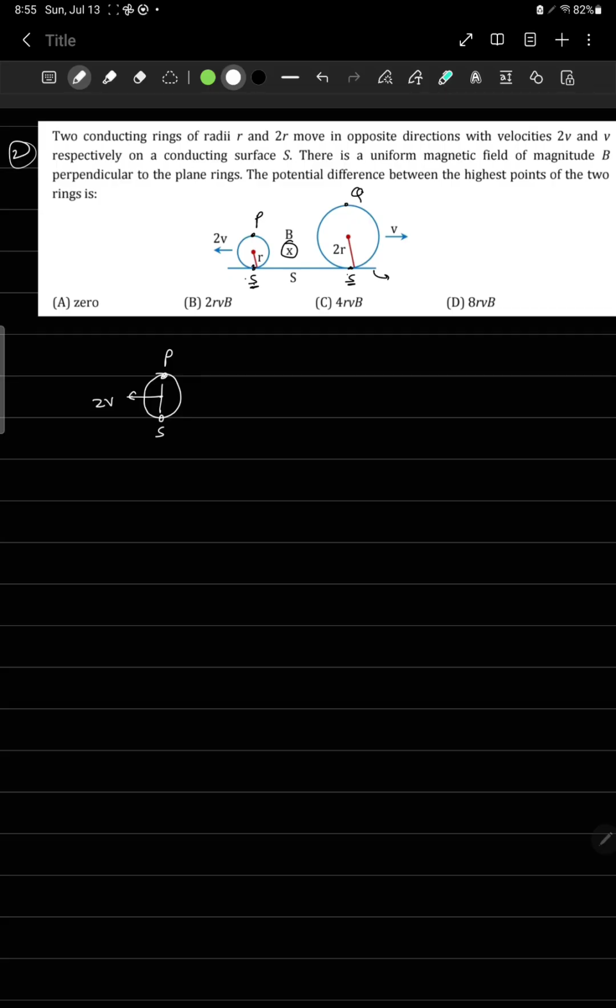In between P and S, you can use the right hand thumb rule and you can see that S is at high potential. So Vs minus Vp is VBL, right? So 2vB into 2R. R is the radius, so the diameter is 2R.